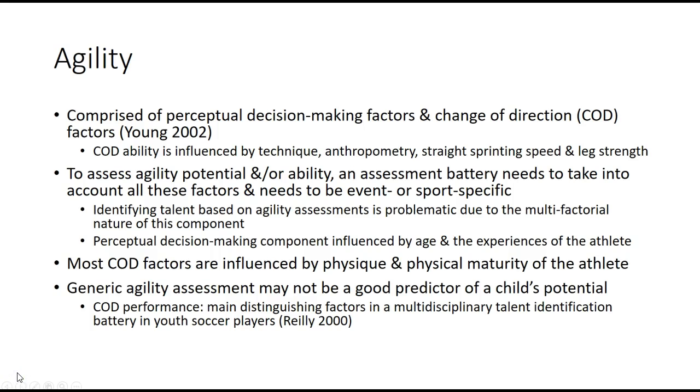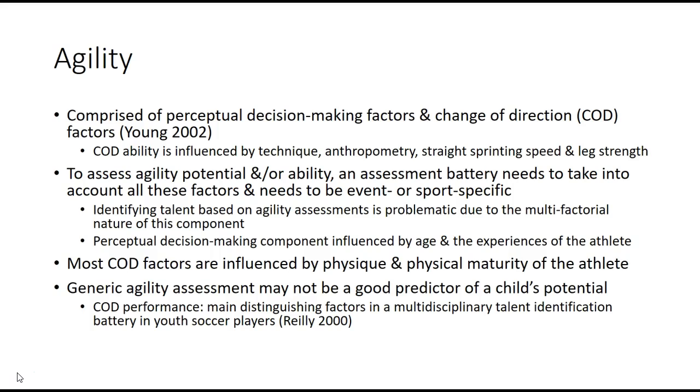To review concepts we've previously discussed in class regarding agility, I've taken some information from Chapter 4 and reinserted it into this lecture because it has everything to do with agility. We remember from Chapter 4 that agility is comprised of two things: perceptual decision-making factors as well as change of direction factors. To be even more specific, an athlete's ability to change direction is directly influenced by their technique in the sport, the athlete's individual anthropometrics, that's always a hard word for me to say, the athlete's ability to produce straight sprint speed, as well as the athlete's leg strength.